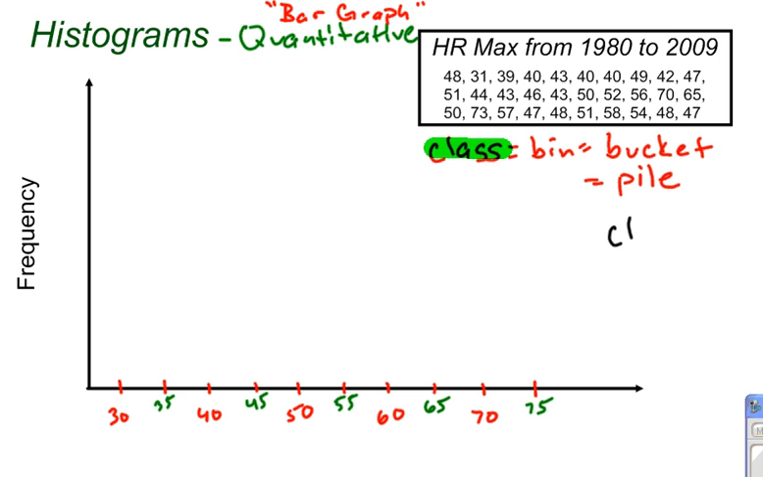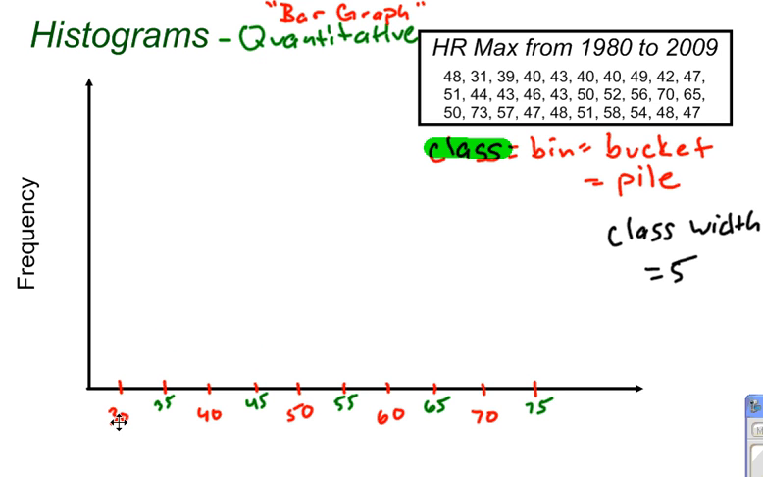So the class width in this case equals 5. Because what you do is you take the lower class limit for each one, and you subtract it from the next one. So 35 minus 30 is 5. 40 minus 35 is 5. 45 minus 40 is 5. 50 minus 45 is 5. That's the class width. And every one of your classes needs to have the same width.